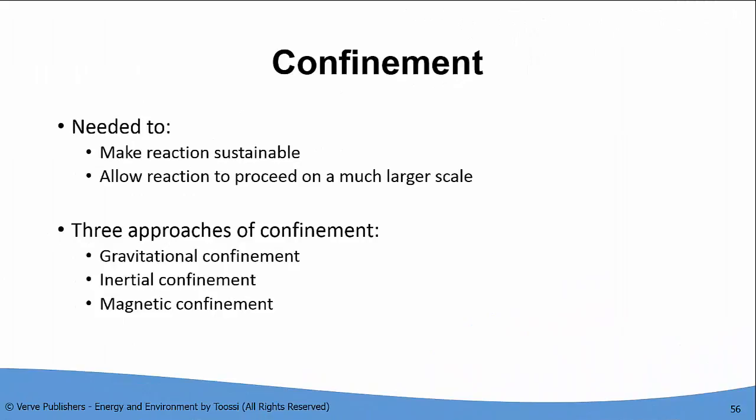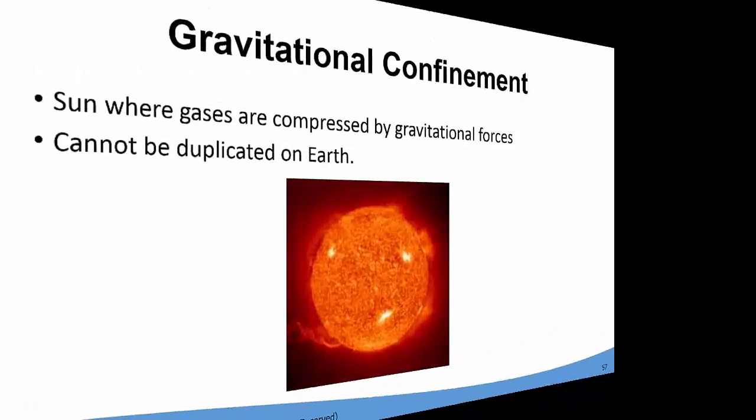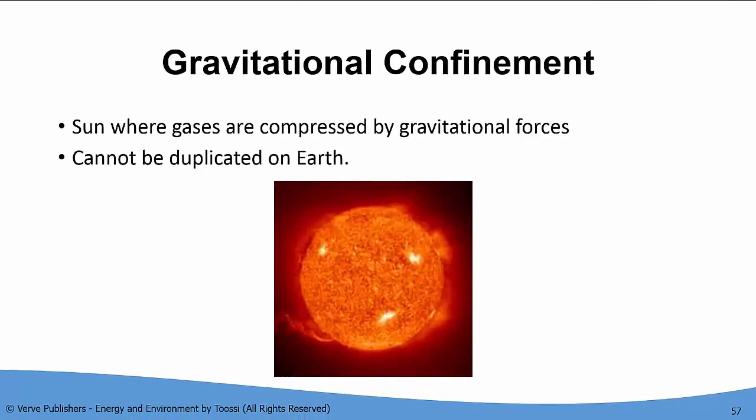One of the problems with fusion is the confinement, which means that you need to make the reaction sustainable. There are three approaches to confinement: gravitational confinement, inertial confinement, and magnetic confinement. The gravitational confinement is what happens inside the sun. The sun's gases are compressed by gravitational forces. It is such a high temperature and such high pressure that it cannot be replicated on Earth.